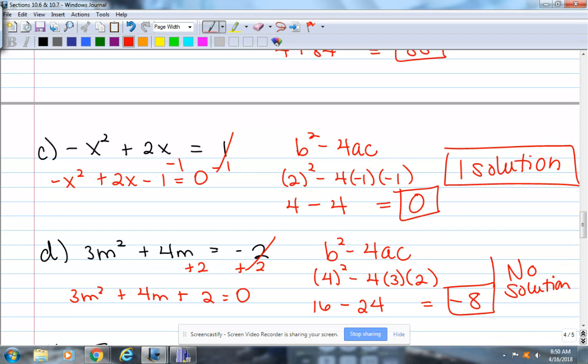It should say no real solution because it could have imaginary solutions. But y'all are not in Algebra 2 yet. Just wait. Imaginary numbers are so fun.